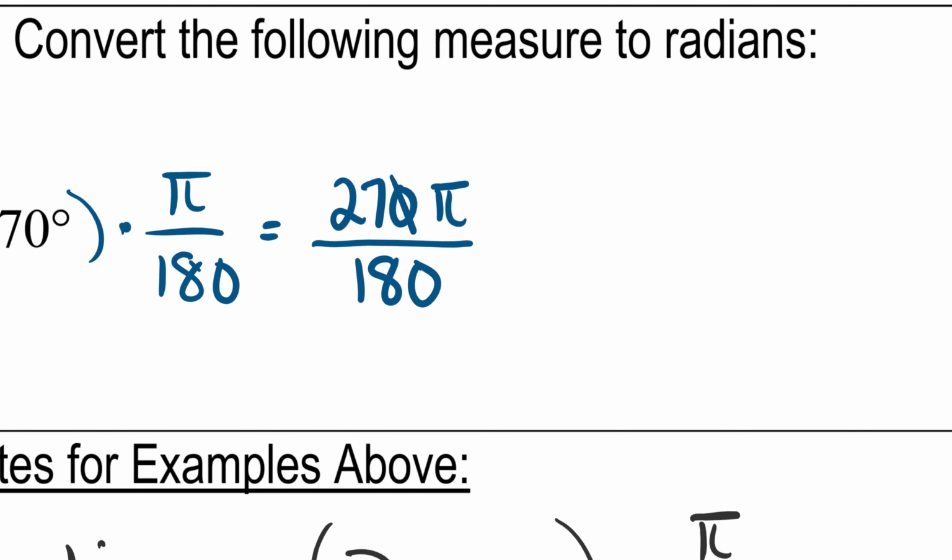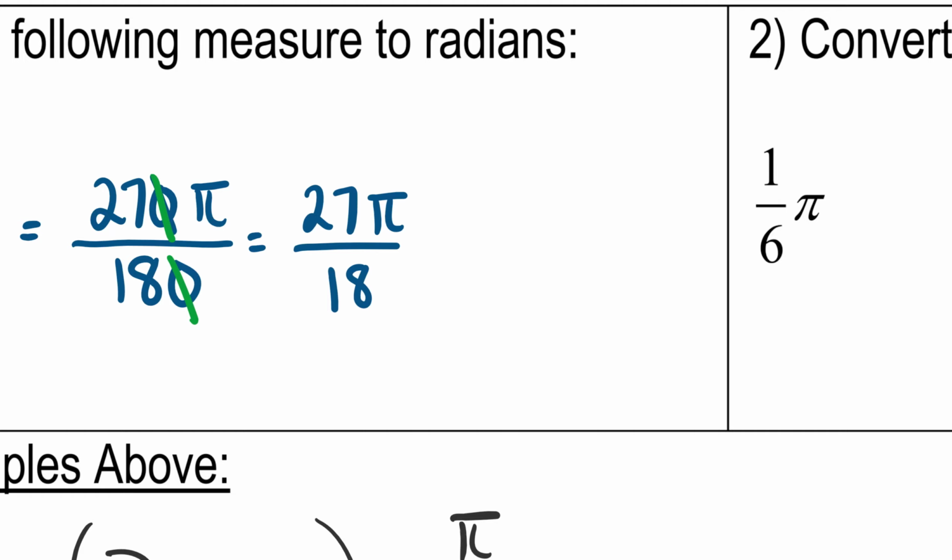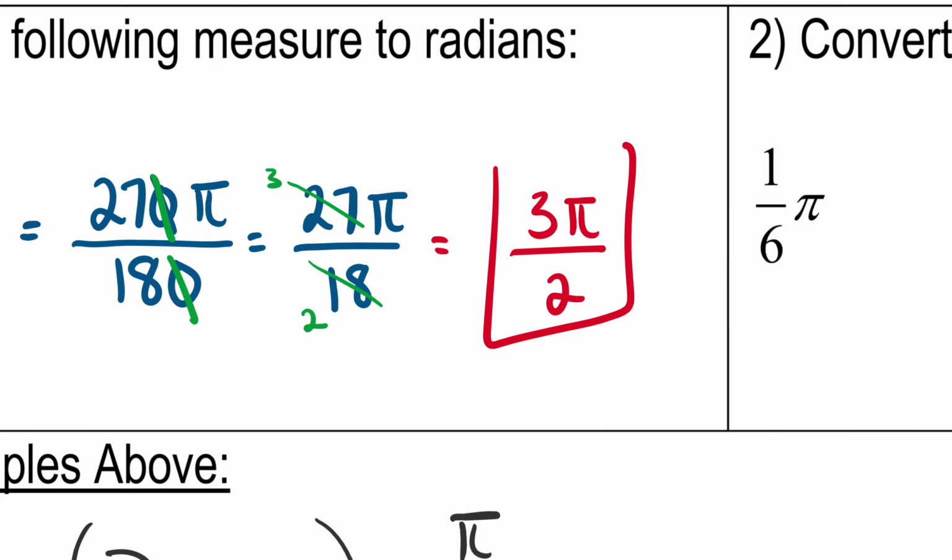First off, both of these zeros can go away, because it's dividing by 10. So I have 27 and 18. We can rewrite that first. Make the numbers as small as you can. 9 goes into both of those, right? So if we divide by 9, we get 3 and 2. So my final answer would be 3 pi over 2. And that'd be it.